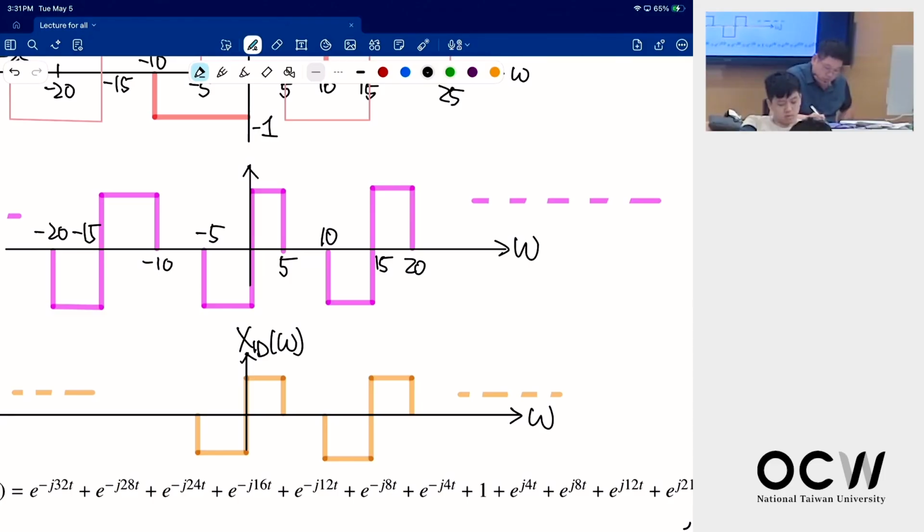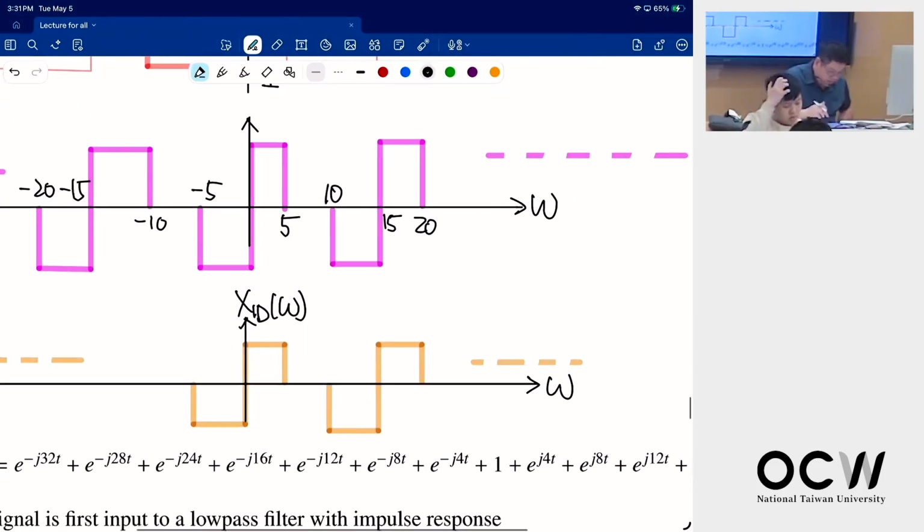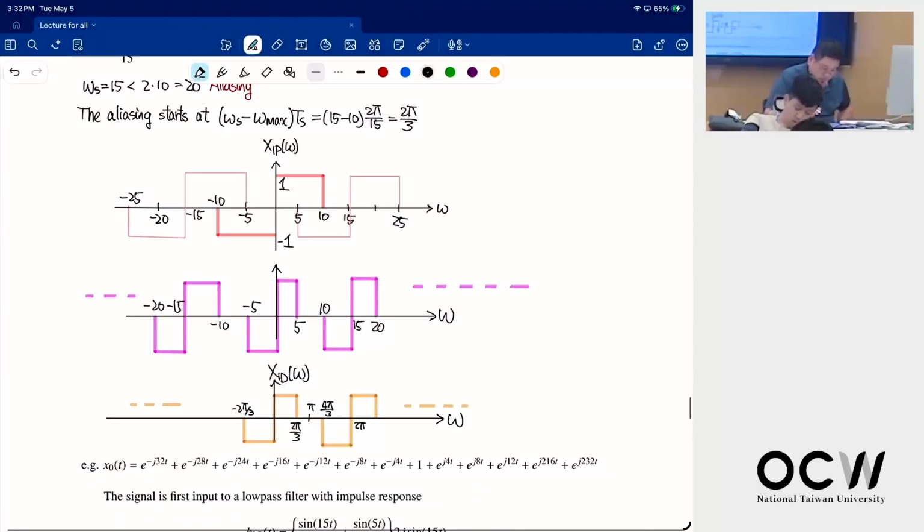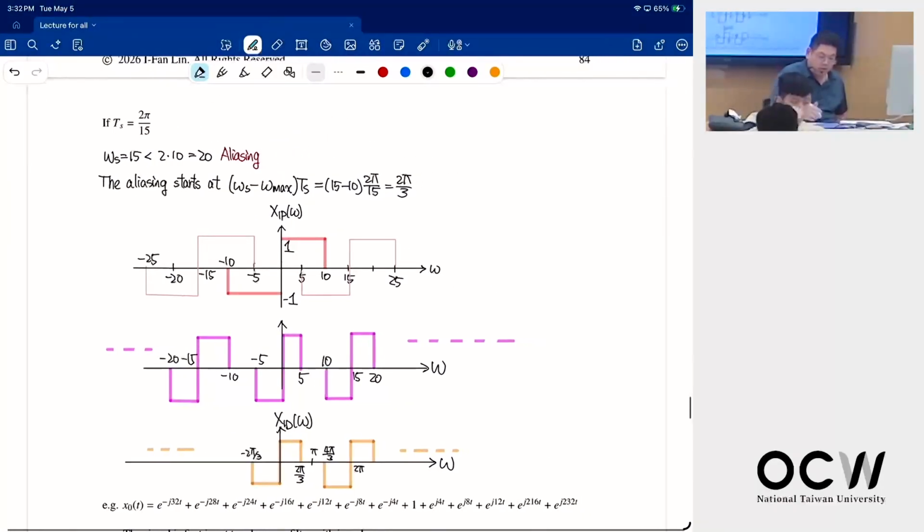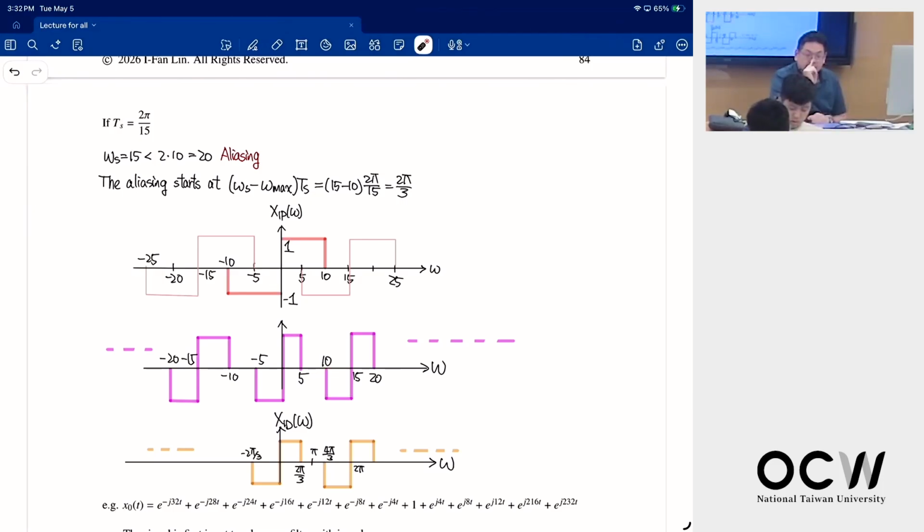So here we have 5 becomes 2 pi over 3. Here's minus 2 pi over 3. And here's pi. Then this is 4 pi over 3. 2 pi. And that's it. Okay. Make sure that you can plot the DTFT in different sampling rates.